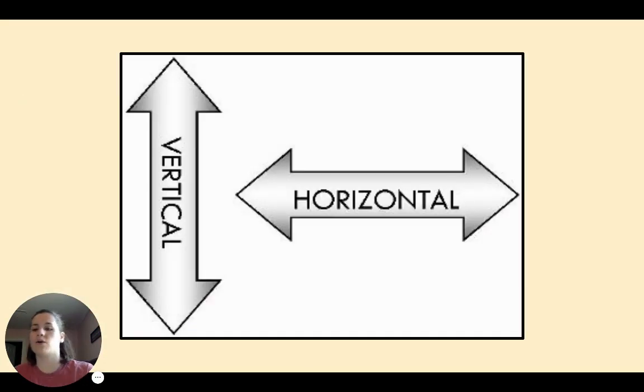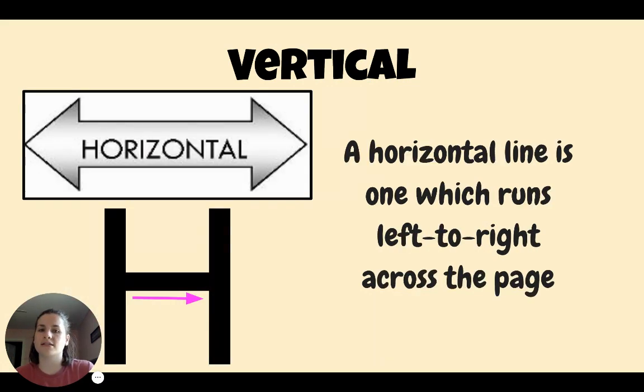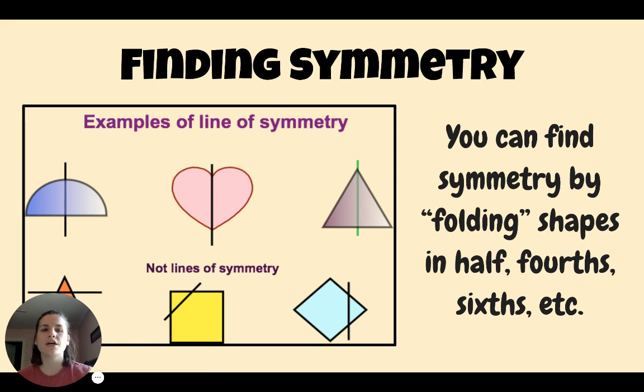So we're going to talk about vertical and horizontal. Vertical is something that rises straight up and down. I like to think vertical starts with a V. The sides of the V are almost straight up and down. So that helps me remember that vertical is straight up and down. And horizontal is a line that runs from left to right. So I like to think of the H in the middle as a horizontal line. So that helps me there too. So finding symmetry. You can find symmetry by folding shapes in halves, fourths, sixths, etc.